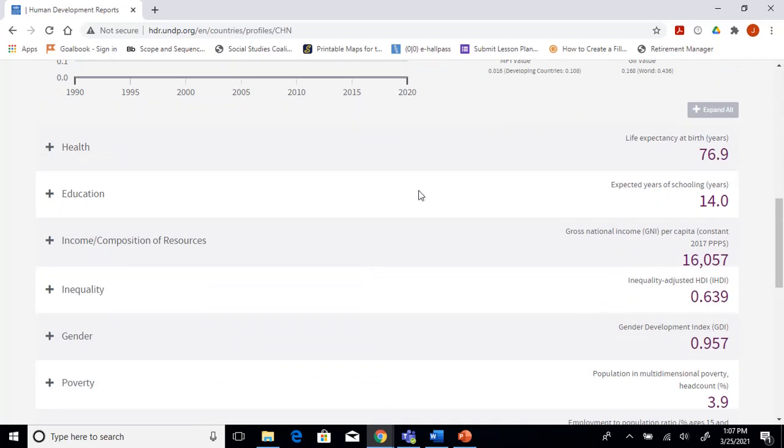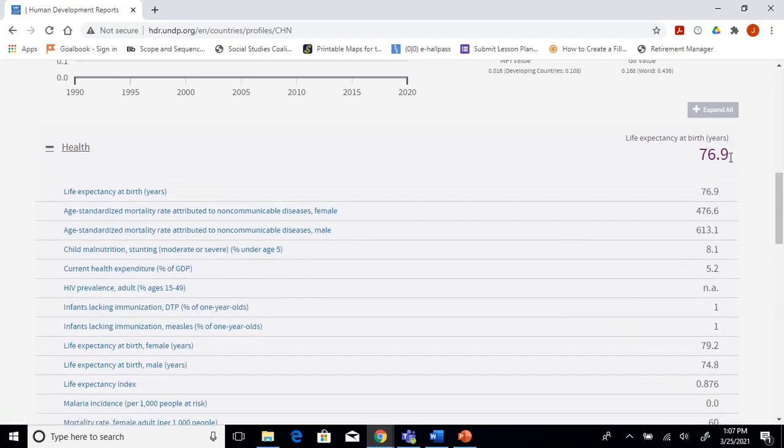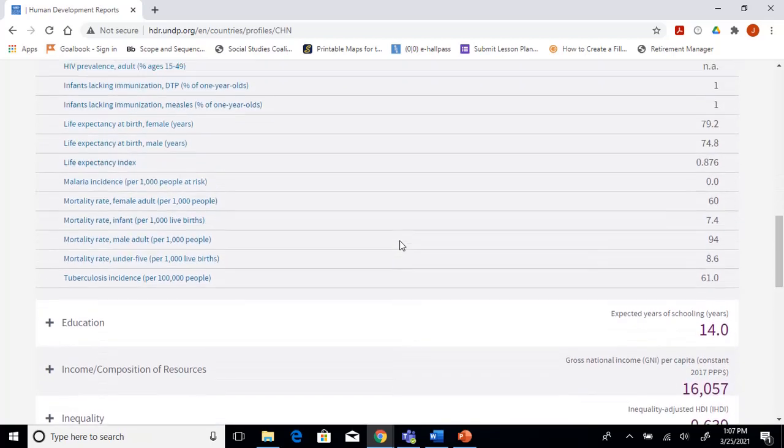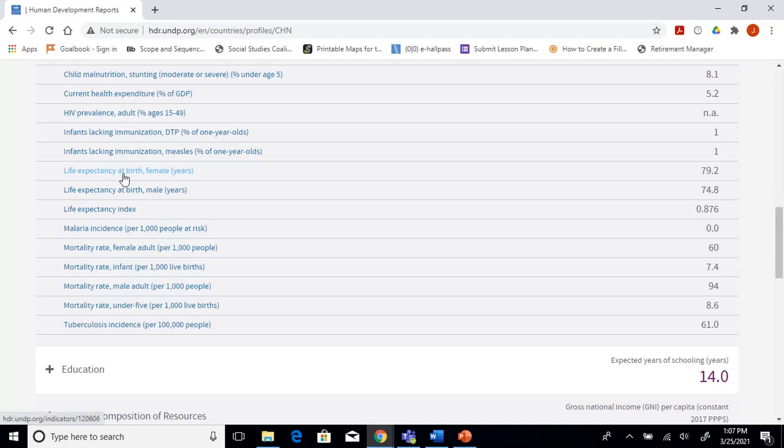Now you're going to scroll down and you're going to click on health. And what I'm looking for with health is what is the life expectancy at birth? How long are you expected to live if you are in that country? And in China, it's 76.9 years. Okay, so this would be the information that I'm looking for in the project. Another piece you could put in is life expectancy for females versus males, and you can see that women in China tend to live a little bit longer than the men do. Okay, so you can put that information on the slide as well.